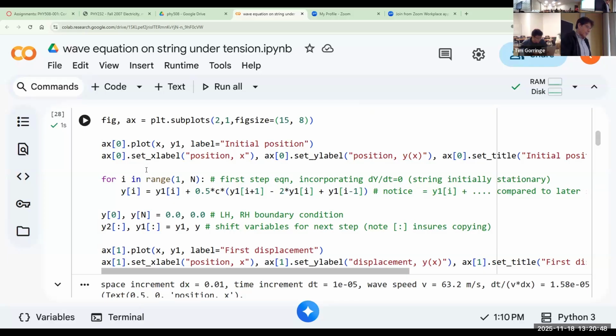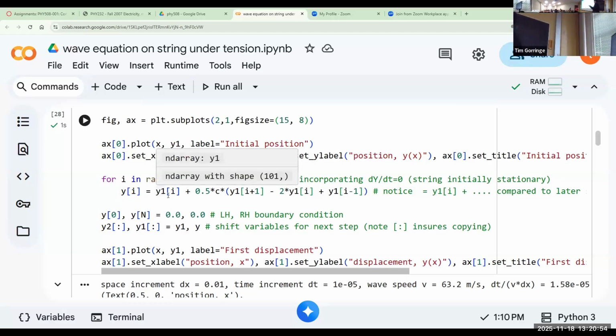Then I'm going to move the wave forward one time increment. And every time I move it forward, I'm going to have to update these arrays for the timing increments. So here's me updating the arrays for the timing increments.